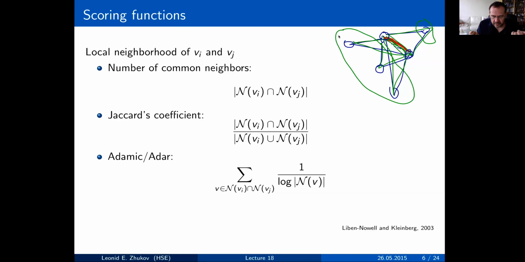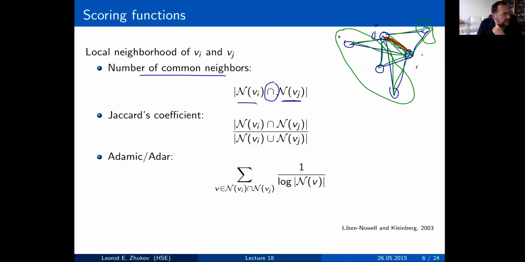So, speaking more precisely, what I just described is really just the number of common neighbors. If N(vi) is the neighborhood of node i, and N(vj) is the neighborhood of node j, then what we're doing is just looking at the overlap, right? The intersection of those neighborhoods, and we take the number of nodes that form that intersection. So the number of common neighbors is a very strong predictor.